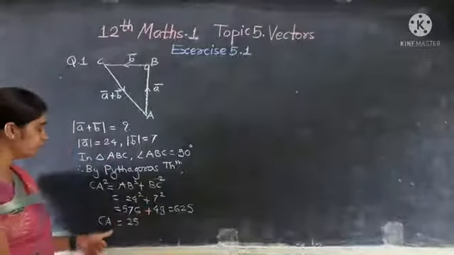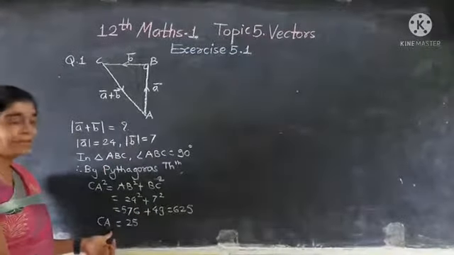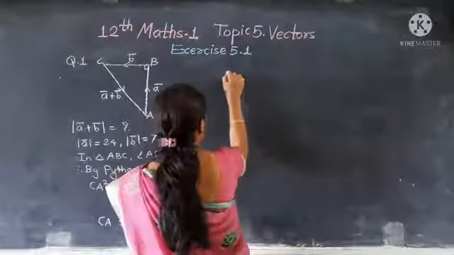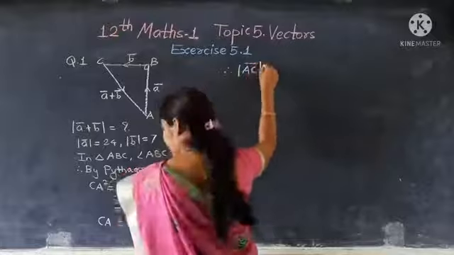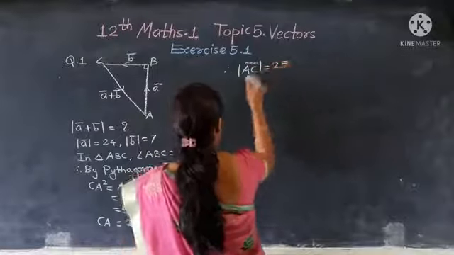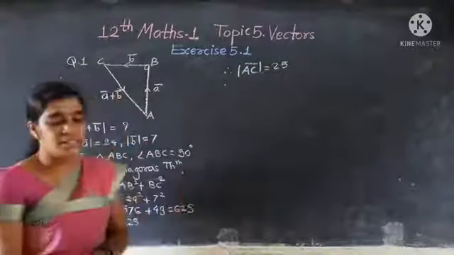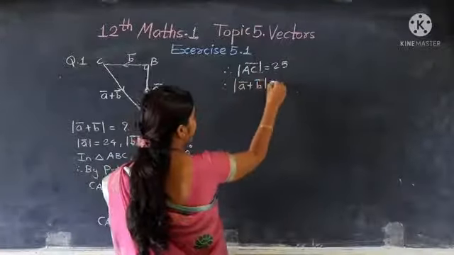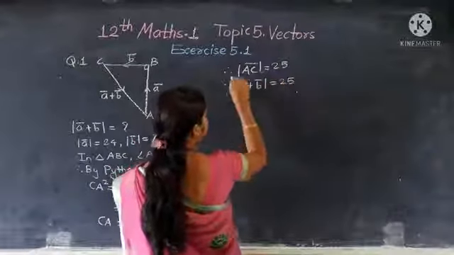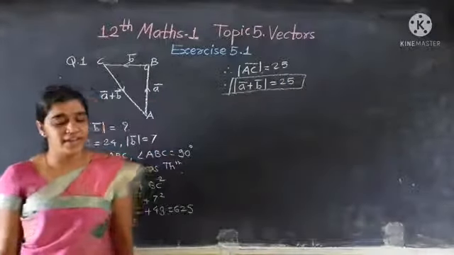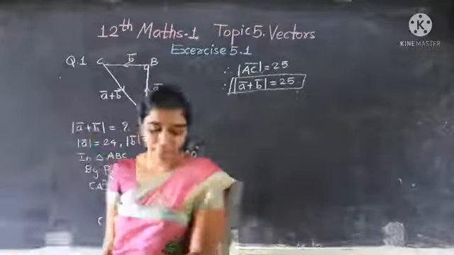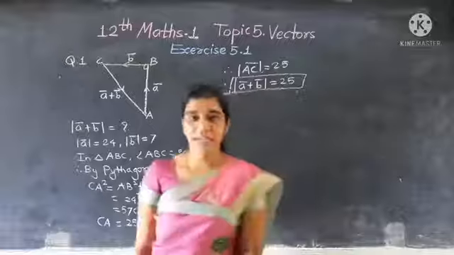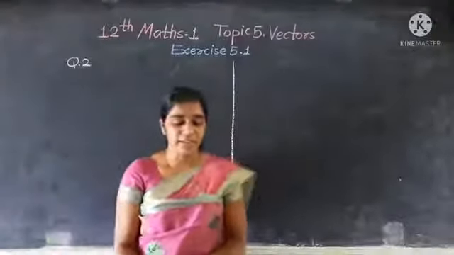But we want the magnitude of A bar plus B bar. Therefore we can write the magnitude of AC bar is equal to 25. AC bar means the magnitude of A bar plus B bar is equal to 25. So we get the final answer: the magnitude of A bar plus B bar is equal to 25. Okay, understand?